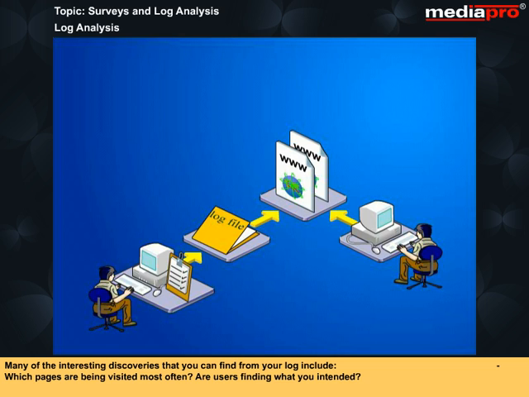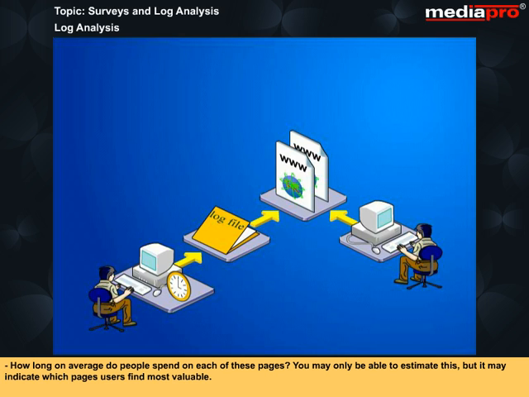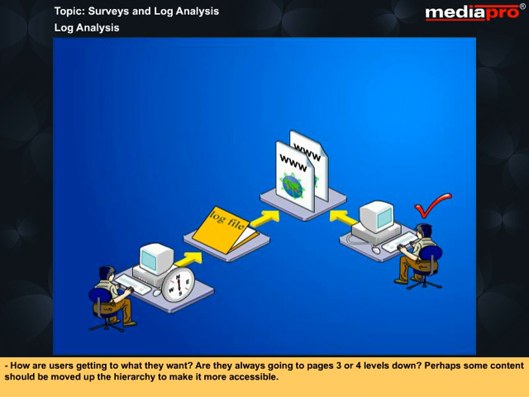Many of the interesting discoveries that you can find from your log include: Which pages are being visited most often? Are users finding what you intended? How long on average do people spend on each of these pages? You may only be able to estimate this, but it may indicate which pages users find most valuable. How are users getting to what they want? Are they always going to pages 3 or 4 levels down? Perhaps some content should be moved up the hierarchy to make it more accessible.